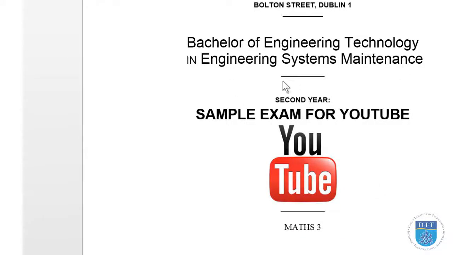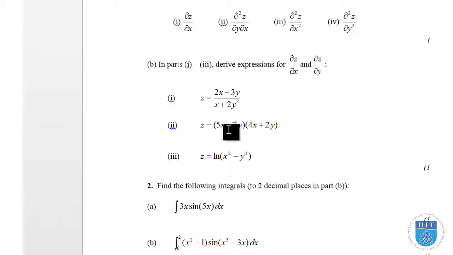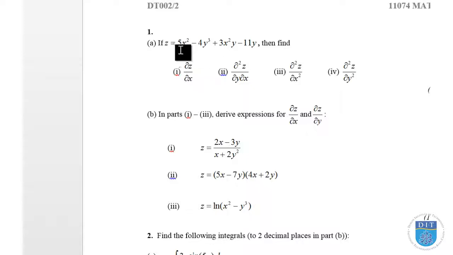Okay, so I'm going to look at the partial differentiation question from the sample paper that I put up in web courses, and you can print it off or have a look at it on your computer screen or whatever you need to do. So I just go down here to question 1. So I have z equals this expression here, find the x derivative, find the y of the x derivative, find the second x derivative, or in other words, the x of the x derivative, and then the second y derivative.